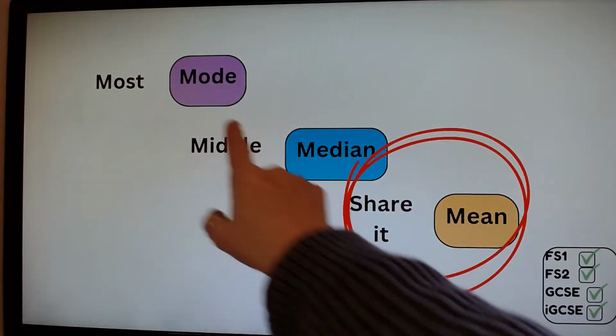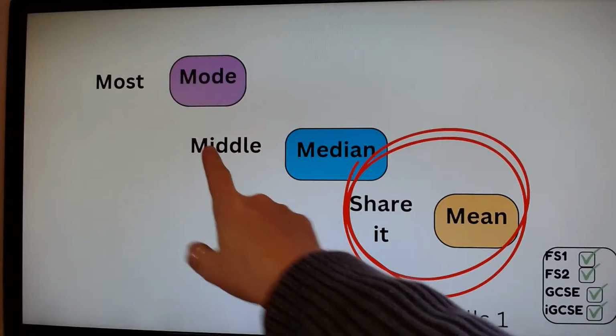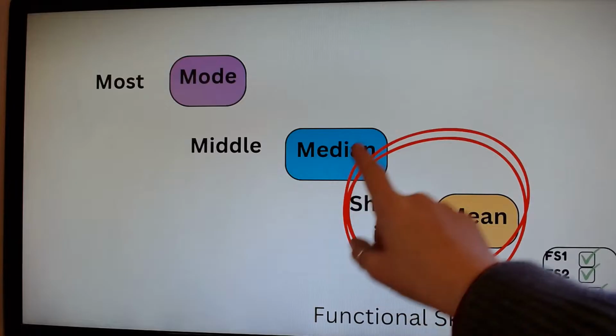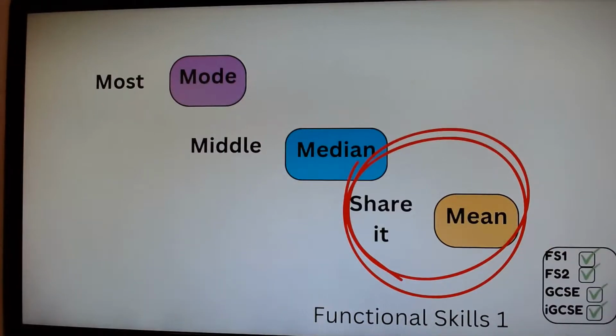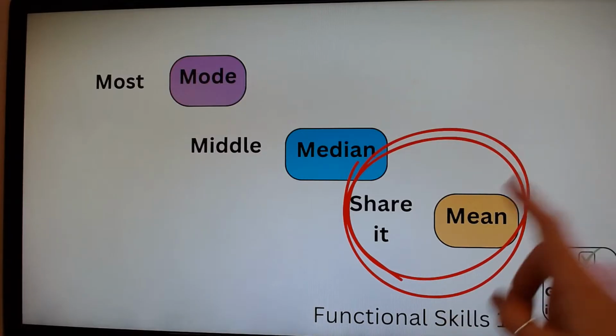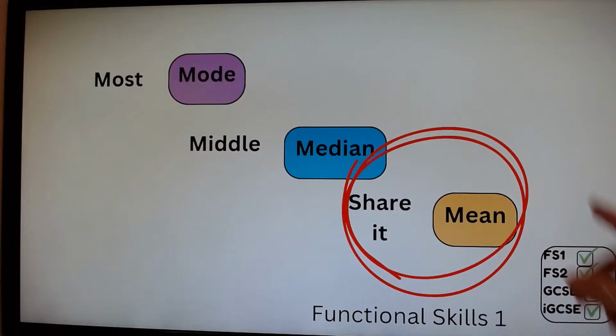The middle one, which is possibly fair with house prices, where we're looking for the middle price, we would call the median. These two you don't need for Functional Skills 1. The only one of these you need for Functional Skills 1 is the mean, which is probably what most people think of when we say average. This is the one where we share it out really fairly.